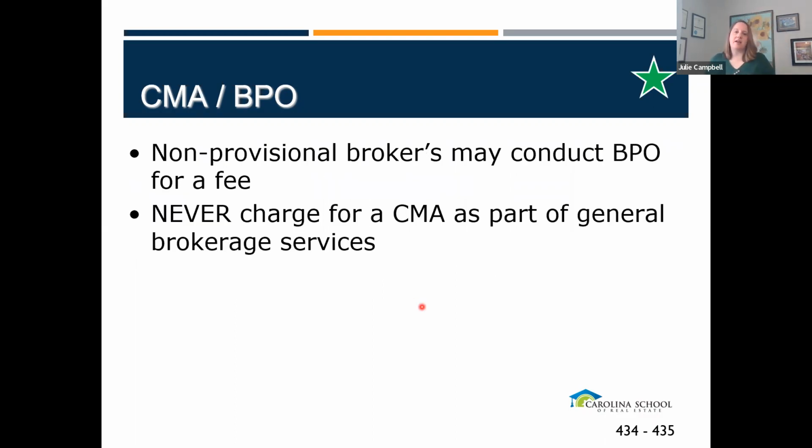And then the last thing we said is that provisional brokers cannot do a BPO for a fee. You cannot charge a fee as a provisional broker. You can do a BPO, but you can't charge a fee for it. Only non-provisional brokers can do a BPO for a fee. And nobody, I don't care who you are, provisional broker, broker, or broker in charge, nobody can charge a seller or a buyer to do a CMA as part of your general brokerage services. That's part of our job.